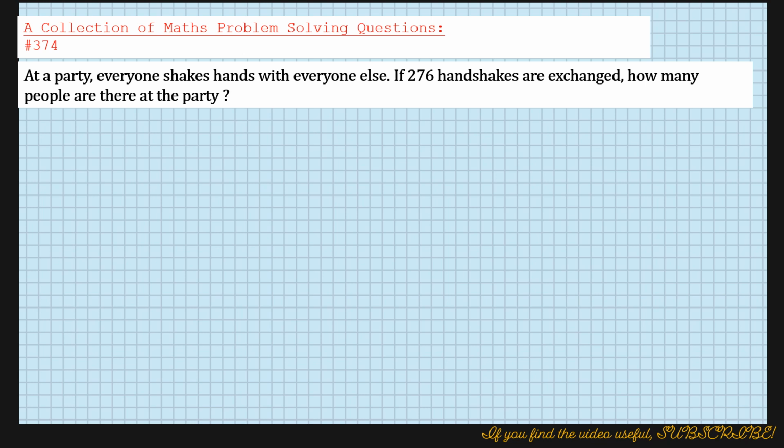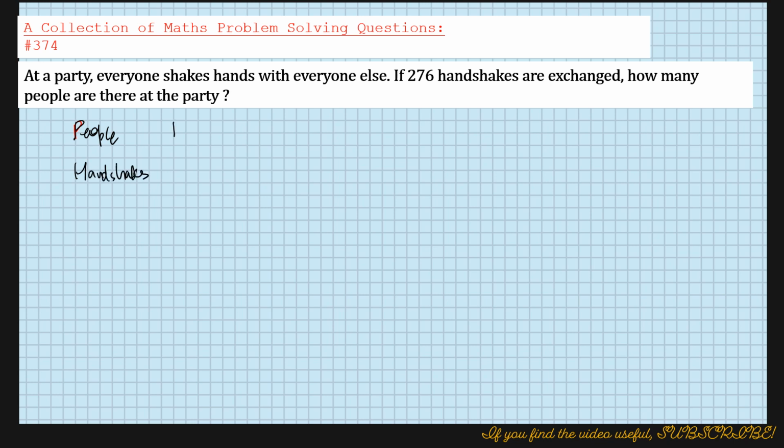At a party, everyone shakes hands with everyone else. If 276 handshakes are exchanged, how many people are there at the party? So, if we have the number of people and handshakes.